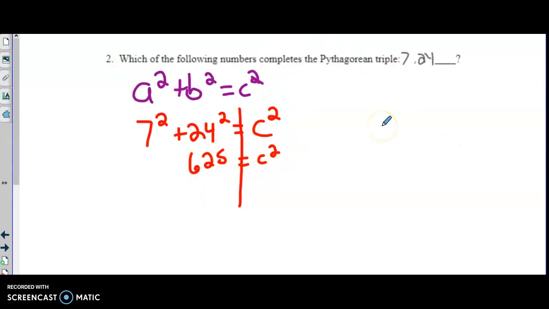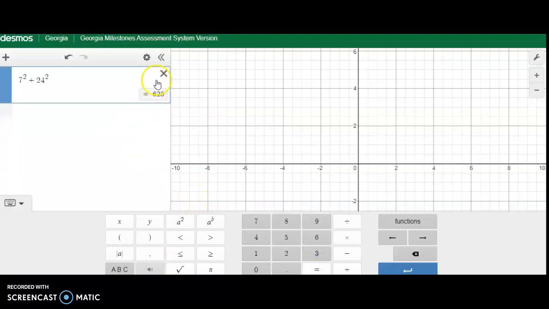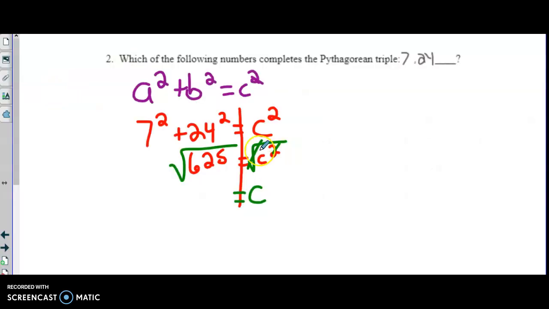Now 625 equals c squared, but it doesn't want us to figure out what the square is. It wants us to figure out the missing length. So we need to get rid of the square. And the opposite of squaring is square rooting. So we would square root both sides because the square and square root cancel, leaving you with just c. And then we could go to Desmos and type in the square root of 625, and that equals 25. So our missing length here to make it a Pythagorean triple is 25.